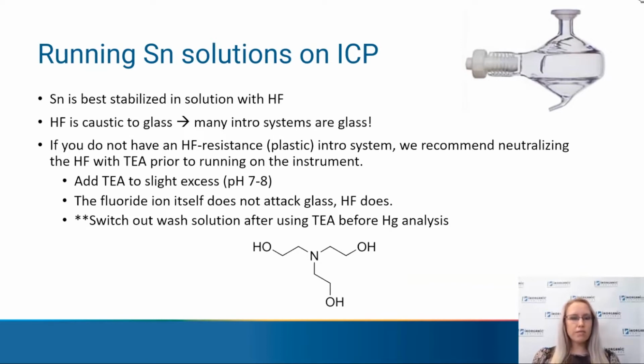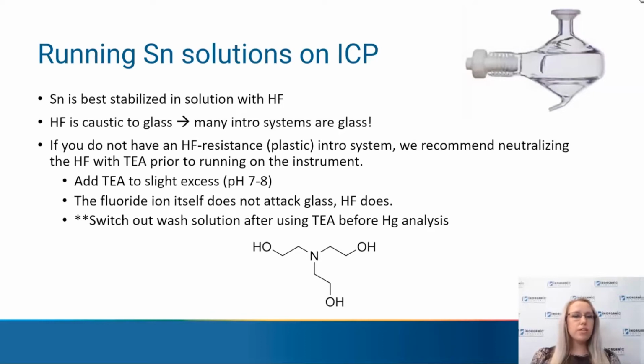If you have an HF resistant system, you can go ahead and run those samples as long as your HF content is low enough to not degrade those components. However, if you do not have an HF resistant system, we recommend neutralizing your HF with triethanolamine prior to running your samples and standards on the instrument. TEA just needs to be in a slight excess, so just bring it to a neutral pH of 7 to 8. It's important to mention that the fluoride ion itself is not caustic to glass and is not going to attack the glass. It's HF itself that is going to cause your issues.